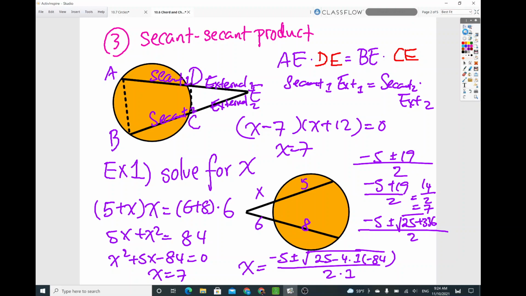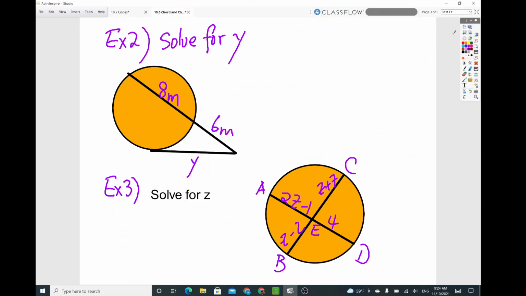Now let's see what else we have. Here's another one. It's a tangent with a secant. Using the formula, tangent squared equals the secant times the external. So y squared equals the secant, a plus 6, which is 14, times the external.